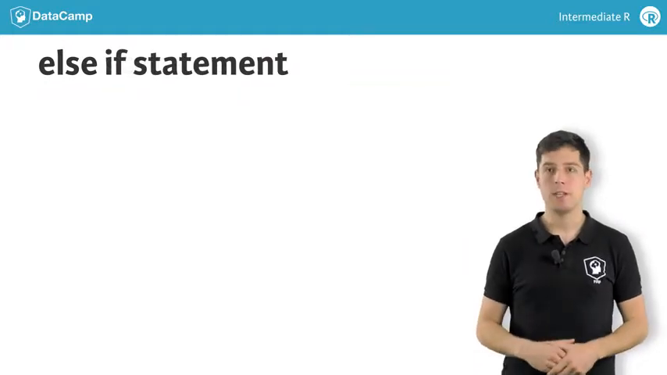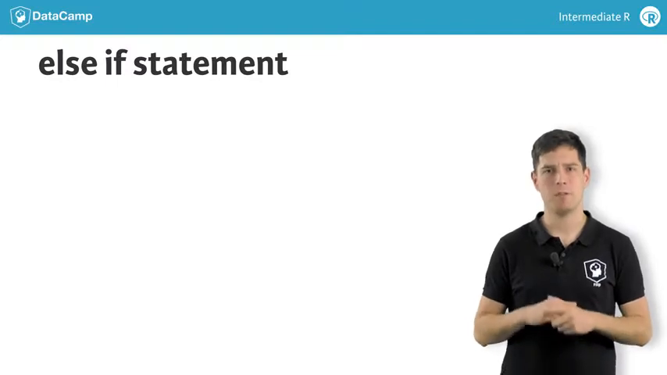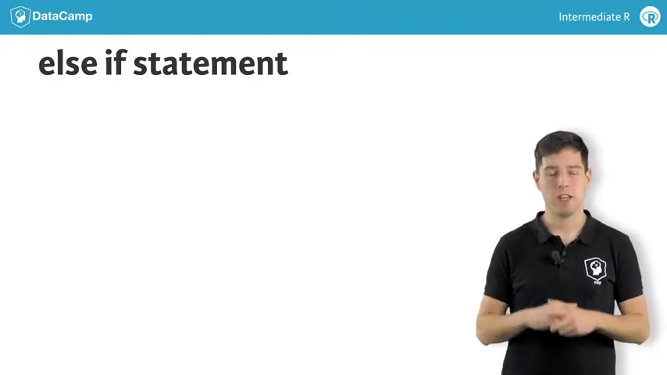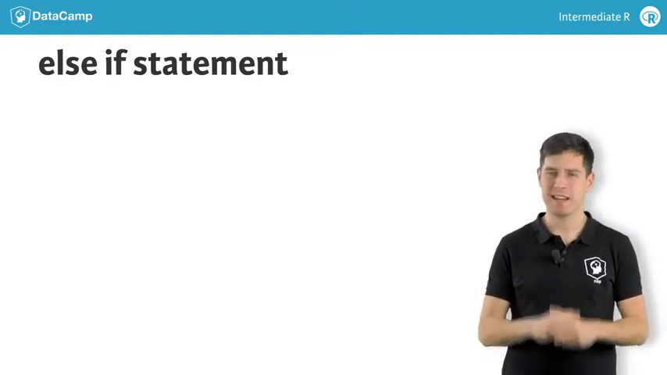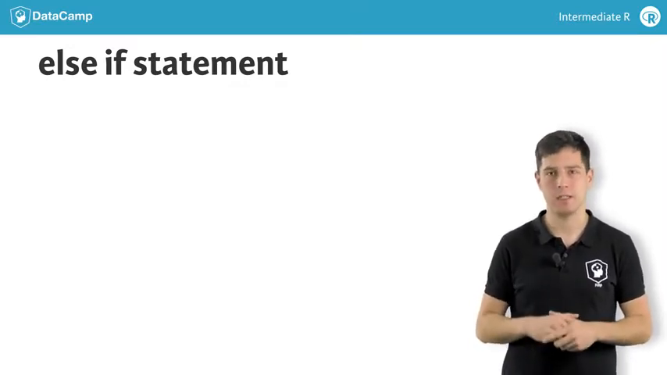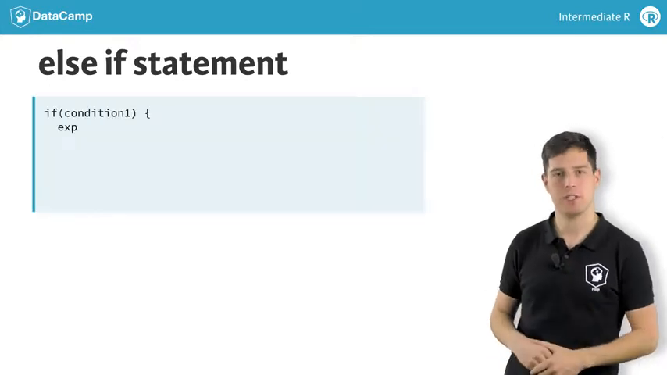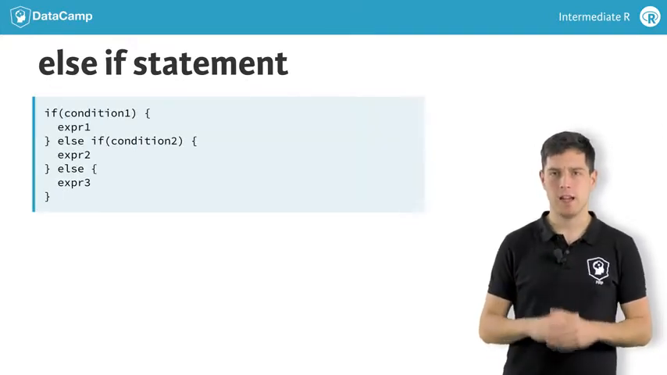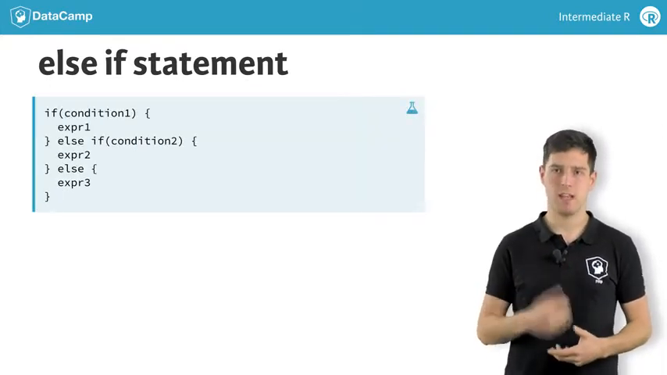There are also cases in which you want to customize your programs even further. Maybe you want yet another printout if x equals exactly 0. How to do this? Well, R also provides the else if statement. Let's first extend the recipe. The else if statement comes in between the if and else statement.